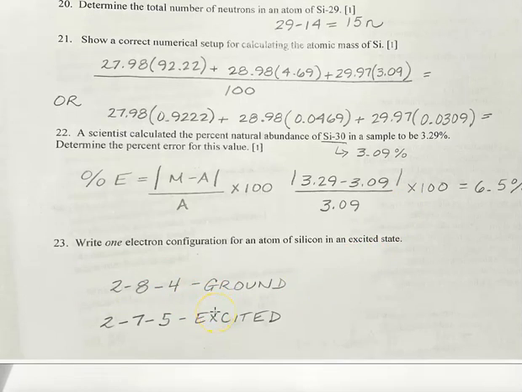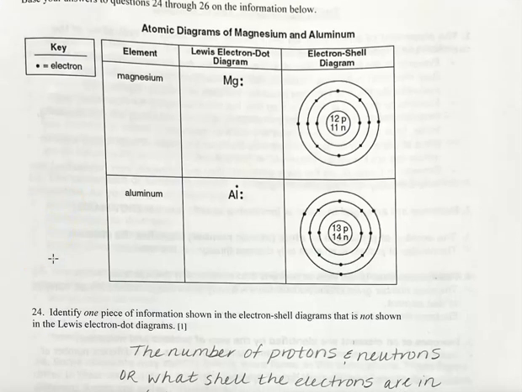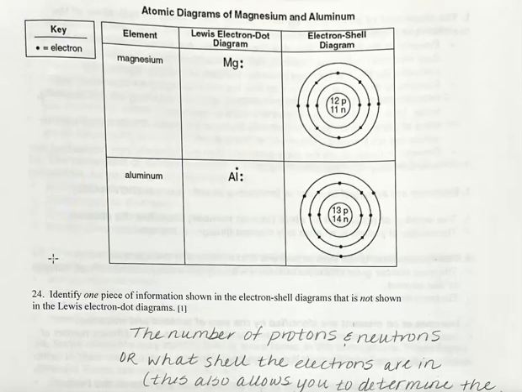Write one electron configuration for an atom of silicon in an excited state. When I look up silicon, element 14, its ground state is 2-8-4. I'm going to want to move one of those electrons to an upper level. So 2-7-5 is one example. I could have put 1-8-5. Then there are two Bohr diagrams, one for magnesium, one for aluminum, and you're given the Lewis electron dot diagrams.